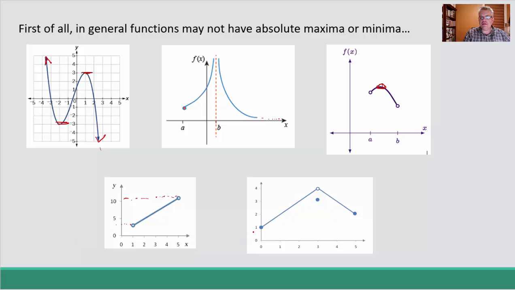This one's kind of crazy. This would be the absolute min, but it never achieves the maximum because it goes up and up and up, but the actual value at 3 is down here. So this has no absolute maximum either. It approaches 4, but never gets to 4. So the moral of the story is not all functions have absolute maxima or minimum.